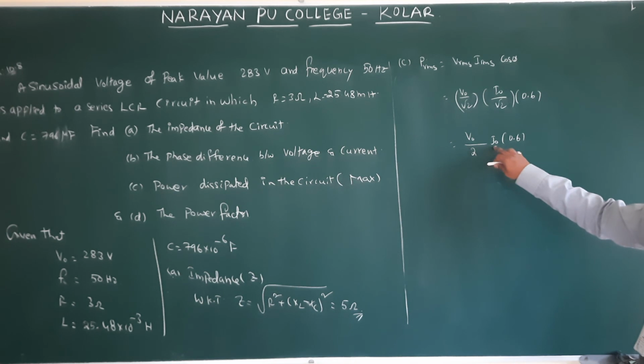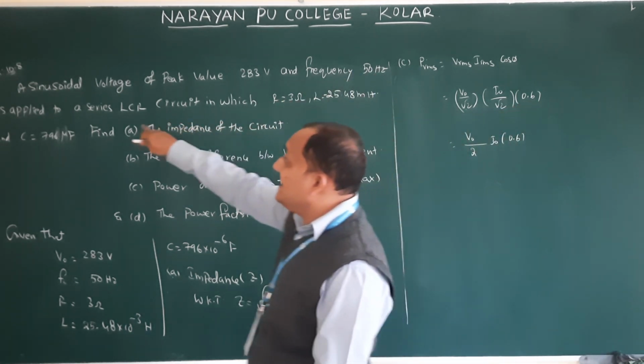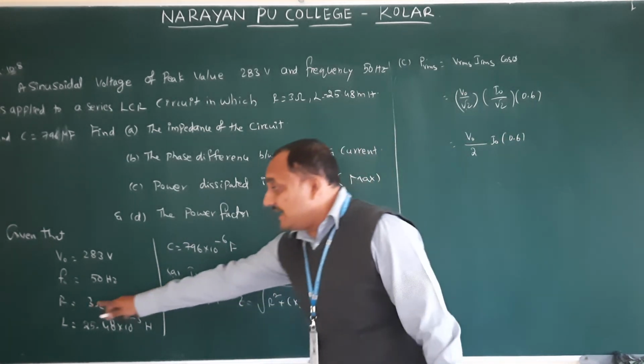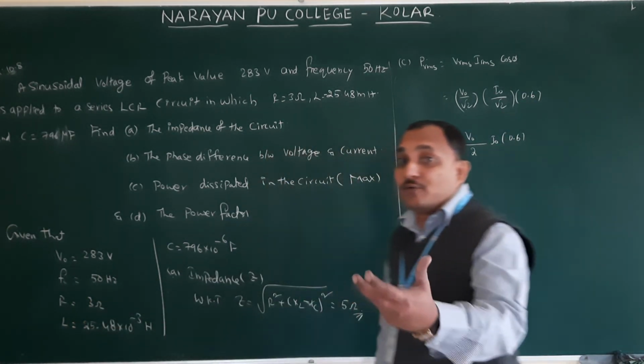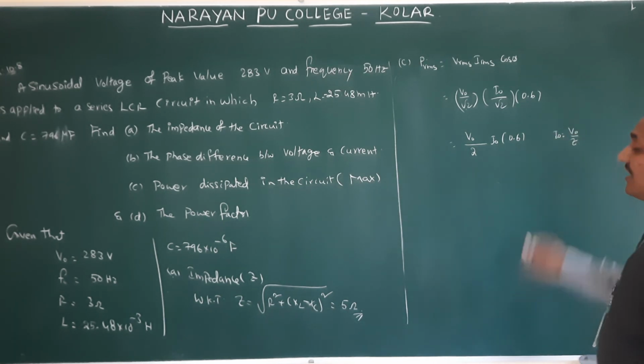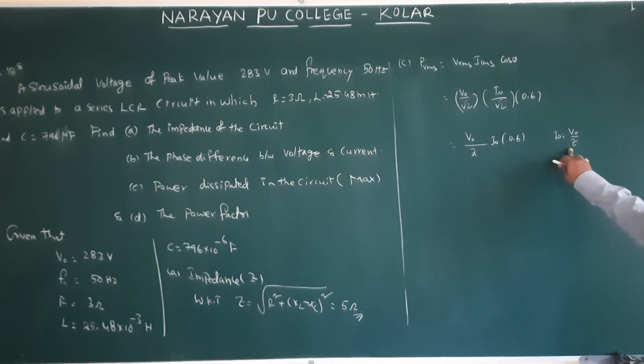Into 0.6. How to get the I naught value here? That is very very important. I naught is nothing but voltage by resistance. Voltage means V naught. Resistance, in an LCR circuit, what we call resistance is called impedance. You should not substitute R directly, you have to substitute Z. So I naught is equal to V naught by Z. This one you should not forget. You should not write R here, especially in an LCR circuit.